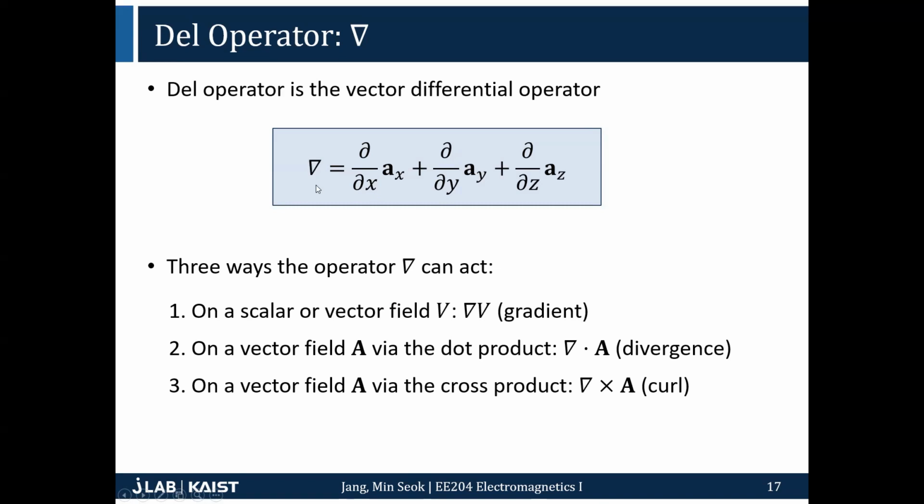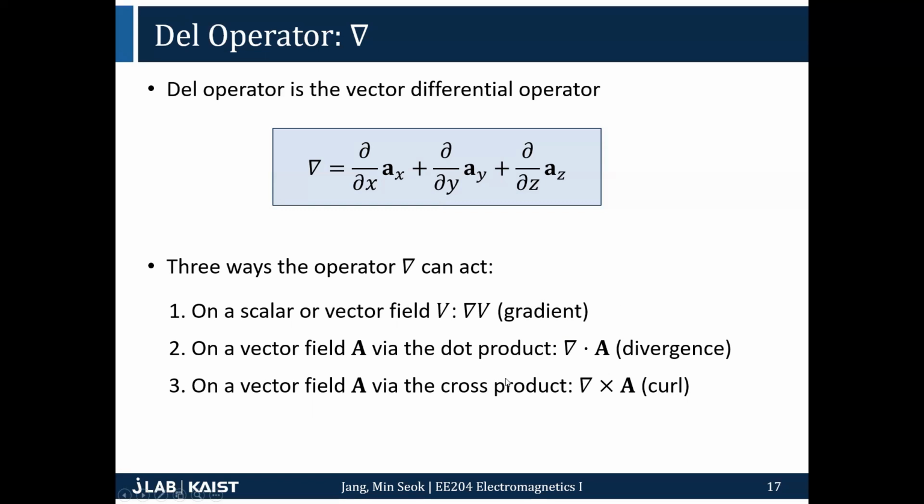And if this vector operator is applied to another vector field with a dot product, we call it a divergence. And if it uses the cross product, we call this a curl. So depending on how this operator acts on the field, these have different names: gradient, divergence, and curl. And of course these names have meaning. Gradient, divergence, and curl are not just random names; they have meaning.